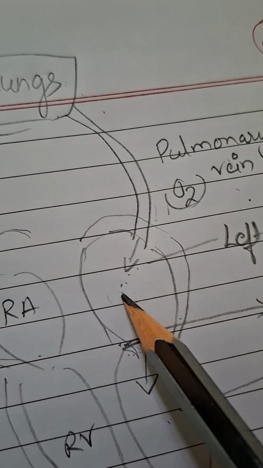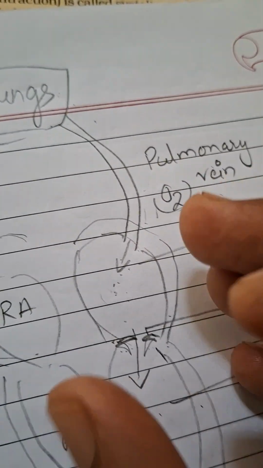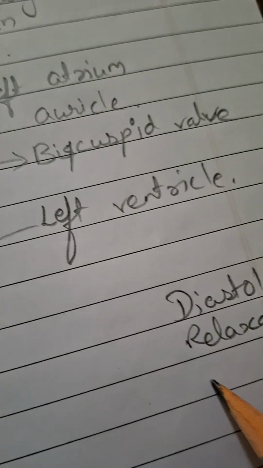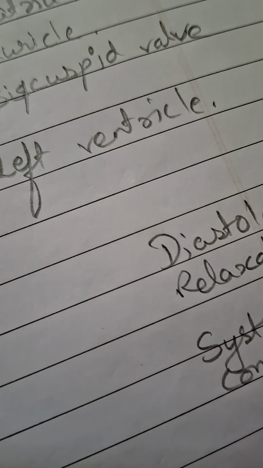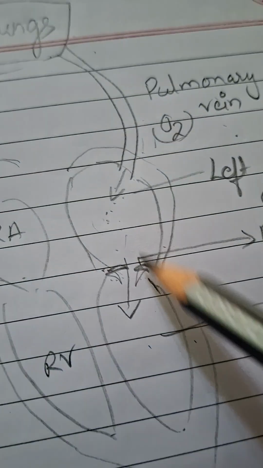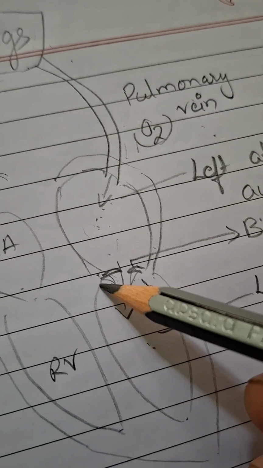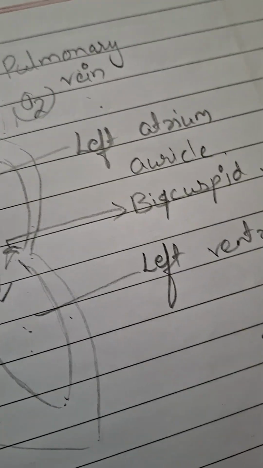Now when this is full, it will get constricted, that means the valve gets pushed because of the pressure. That process is called systole. Systole means contraction, contracting. So during contraction, the blood is entering here. Now the ventricle, because it is collecting the blood, will undergo diastole.